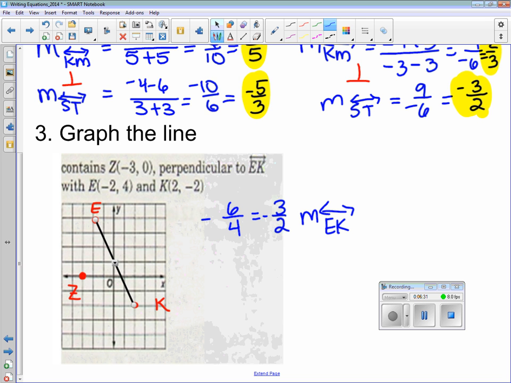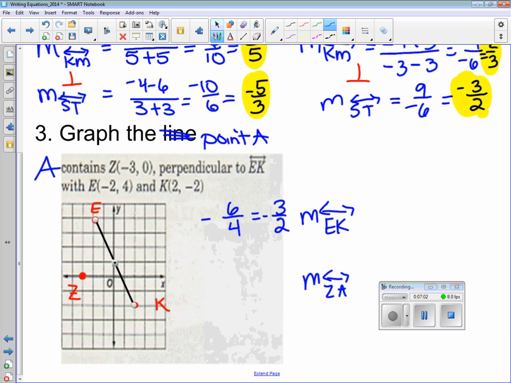I want the slope of, we'll call it ZA, whatever. So we're going to graph the point. Okay? So let's graph point A. Where is A going to go? How do I get point A? Where do I put it on my graph? Any ideas? Do I want to go down 3, right 2? No. I want to do what?